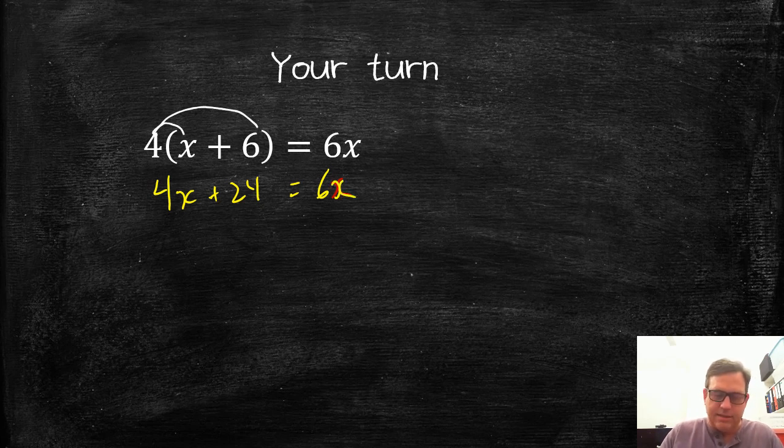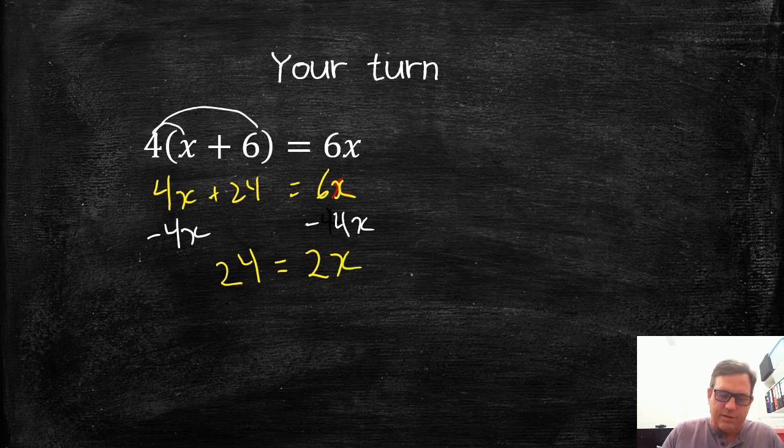And so what do we want to do? We need the x's together on the same side. Which one are we going to move? The smaller one. So I'm going to take away 4x from both sides. And when I do that on the left side, I have 2x, and on the right side I have 24. This looks familiar. Divide both sides by 2. And x equals 12 again.